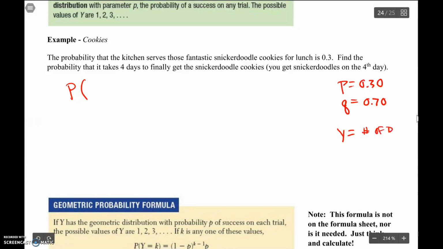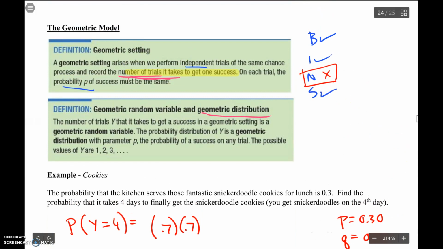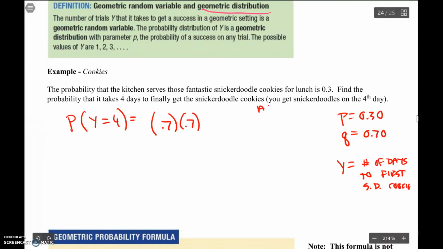Number of days to first snickerdoodle cookie. So let's find the probability that y is equal to 4. What's the probability it takes 4 days before we get our first success? Well, we have to get a failure on the first, 0.7, a failure on the second, and we have independence, right? Well, I don't know if we have independence here. I'm going to assume independence. The question should say assume independence. Sorry, I sometimes forget.